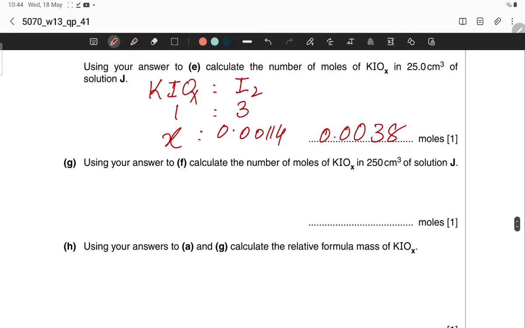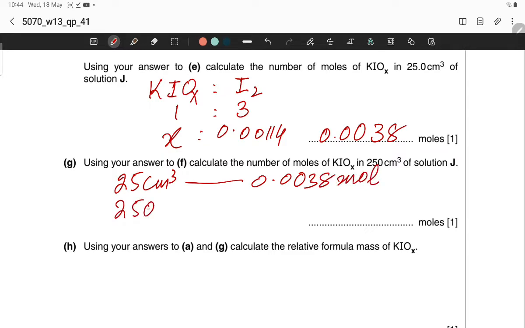Using your answer to F, calculate the number of moles of KIO_x in 250 cm³ of solution J. 25 cm³ contains 0.0038 mol. So what moles are present in 250 cm³? This is equal to 0.0038.